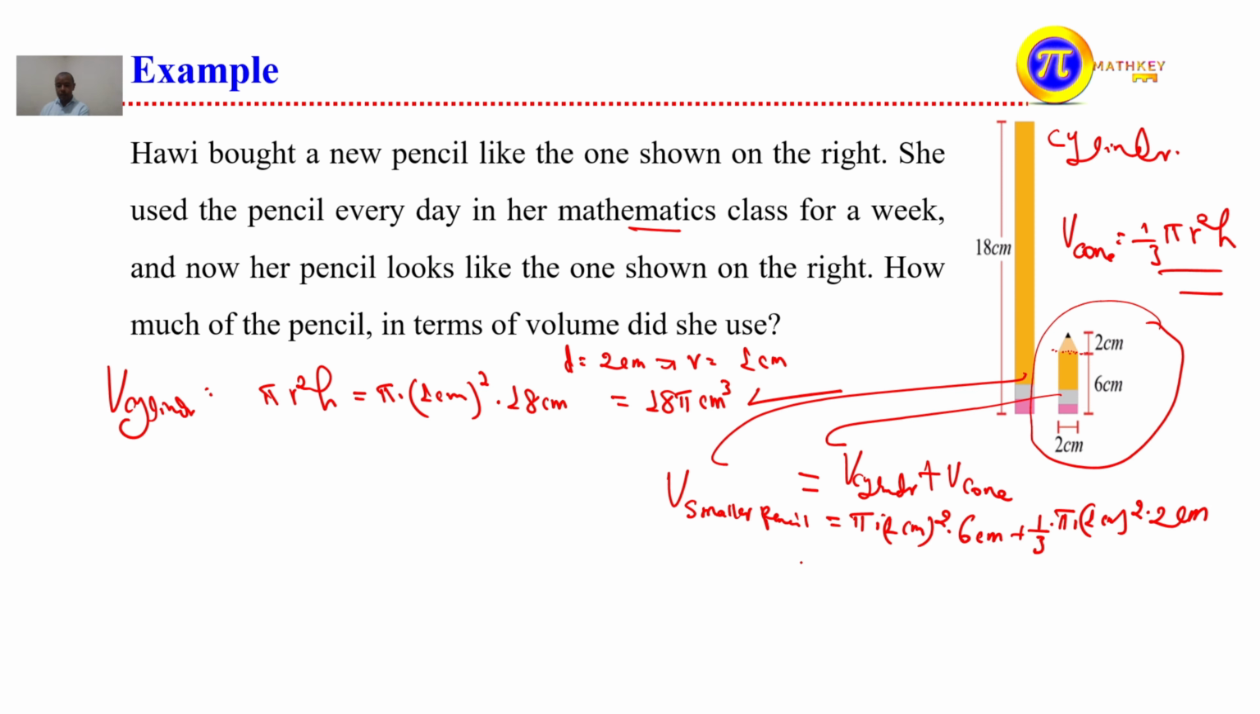When you come to here, which is equivalent to 1 centimeter squared, that is 1 times 6, is what? This is 6 pi cubic centimeter, plus 1 squared times 2 over 3, is what? That is 2/3 pi cubic centimeter. This is the smaller one.